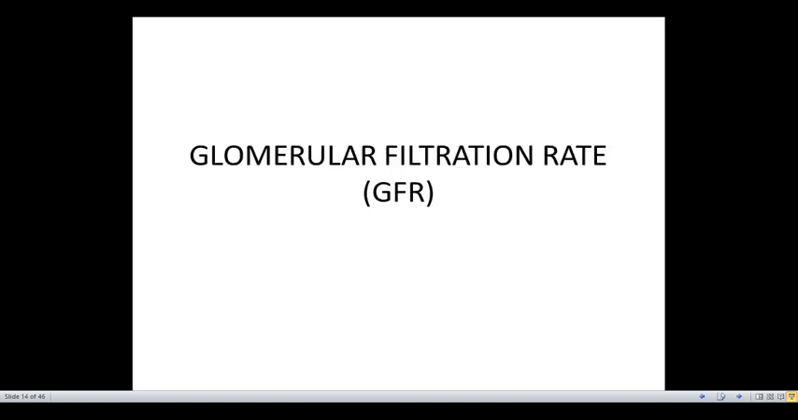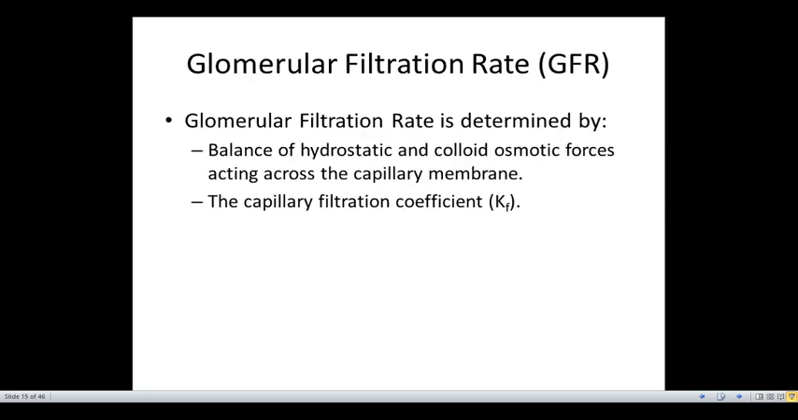Glomerular filtration rate. Glomerular filtration rate is determined by the balance of hydrostatic and colloid osmotic forces acting across the glomerular capillary membrane, and secondly by the capillary filtration coefficient, Kf. Kf is the product of permeability and the surface area of the capillaries.